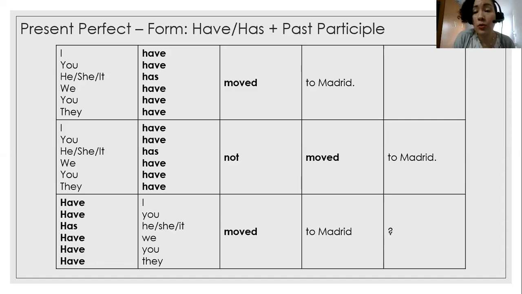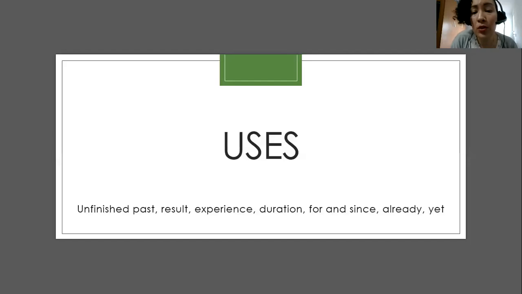You can also use present perfect in a short answer. For example, have you eaten breakfast? The affirmative short answer is yes, I have. The negative short answer is no, I haven't. Okay? Good. So here we're going to move on to uses.